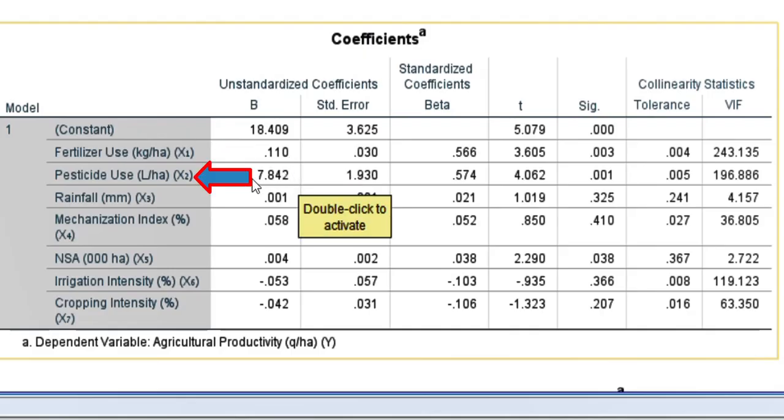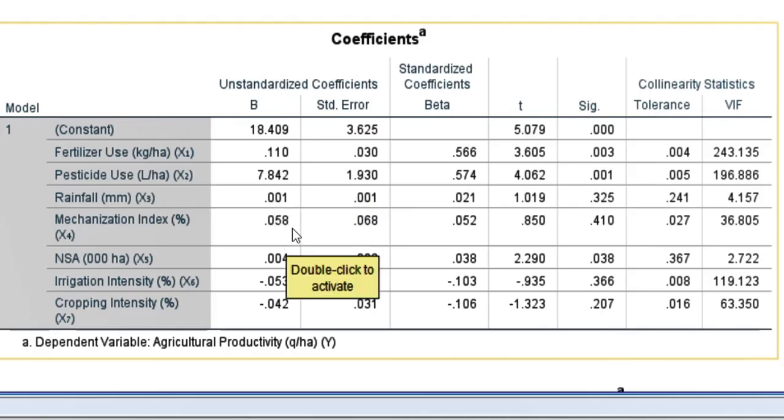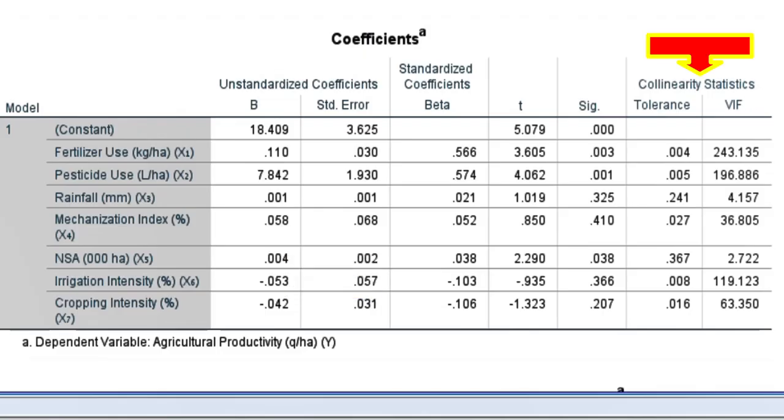With 1 liter use of pesticide, agricultural productivity increases by 7.842 quintal per hectare, keeping all other variables constant. And in this manner you can also explain the beta value of net sown area. Before proceeding further, we should also examine the collinearity statistics. While performing multiple regression analysis, the chances of collinearity may be there.